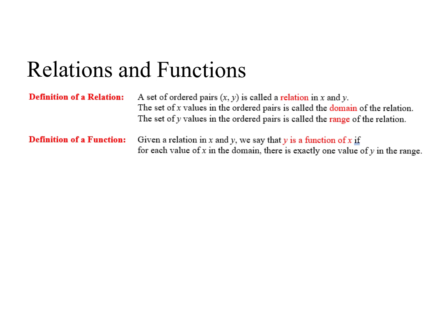Now, the definition of a function is that if it's a relation, a set of ordered pairs, then we're going to say y is a function of x if for each value of x in the domain, there's exactly one value of y in the range. So you'll hear this shortened to say that when you have a relation where the x's do not repeat, then you have a function. So the x's cannot repeat.